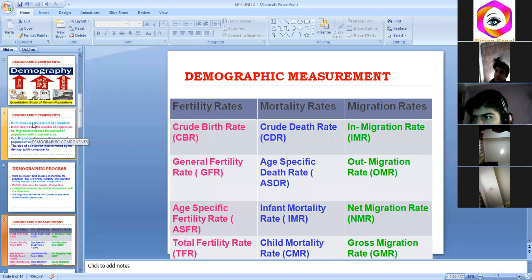How can the demographic be measured? It can be measured with three measurements. One, fertility rate; another, mortality rate; and the last one, migration rate. Fertility rate, mortality rate, and migration rate.